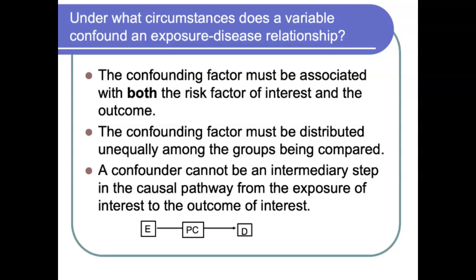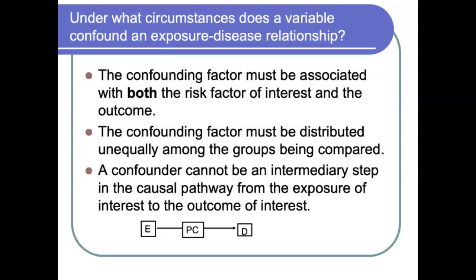We know that essentially people who consume alcohol are probably going to be more likely to smoke, and so you're going to have more smokers in that alcohol consuming group. And then in terms of those who develop lung cancer, we know that people who develop lung cancer are more likely to be smokers, and so you're going to get more people who smoke in that lung cancer group. That confounder has to be distributed unequally among the groups that we're comparing.